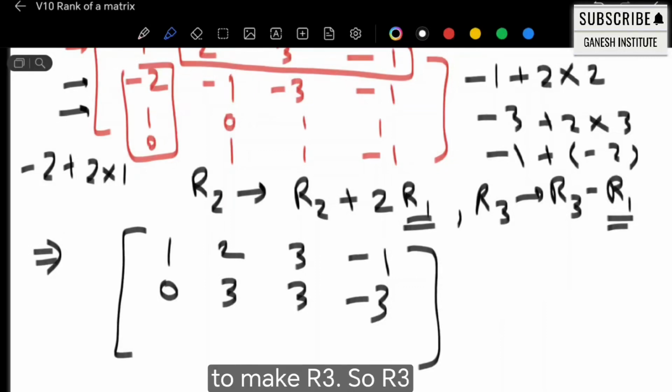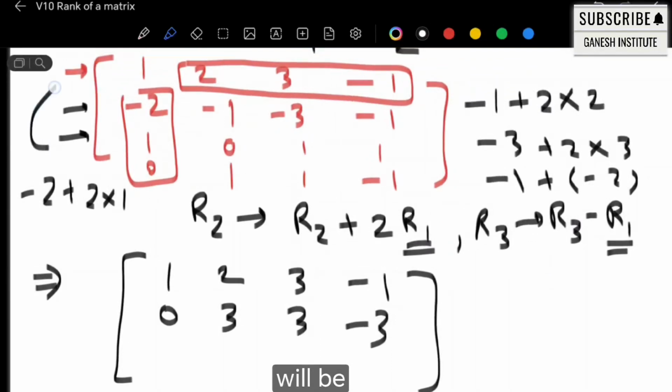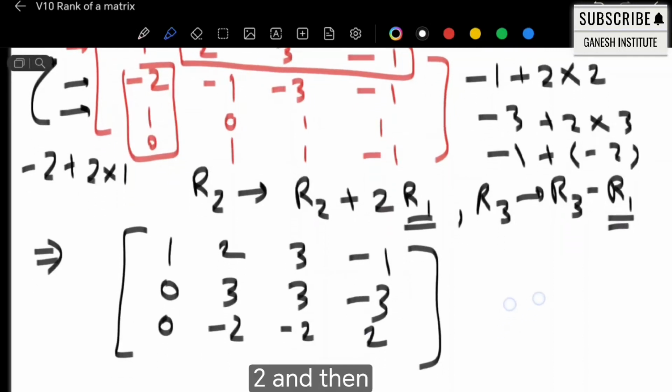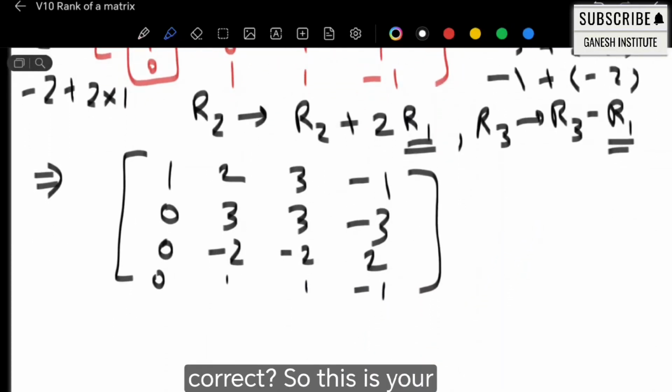Now you need to make R3. So R3 will be R3 minus R1. 1 minus 1, 0. 0 minus 2, minus 2. 1 minus 3, minus 2. 1 minus minus, plus 1, 2. And then the last row you are not changing anything. Correct? So this is your new A.